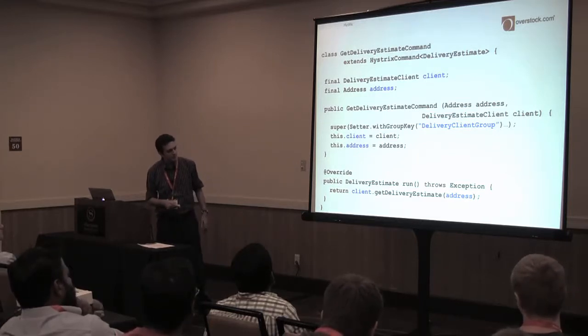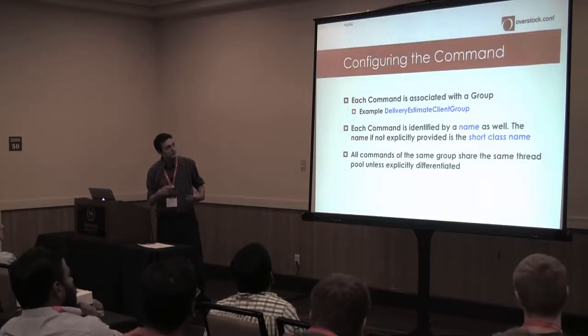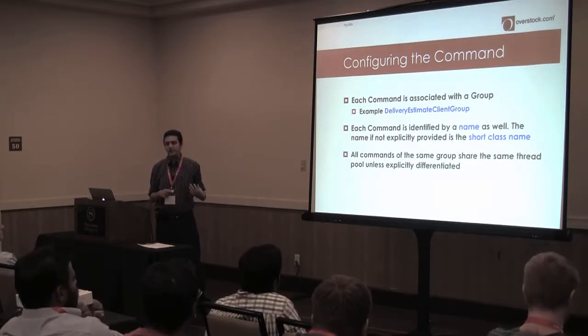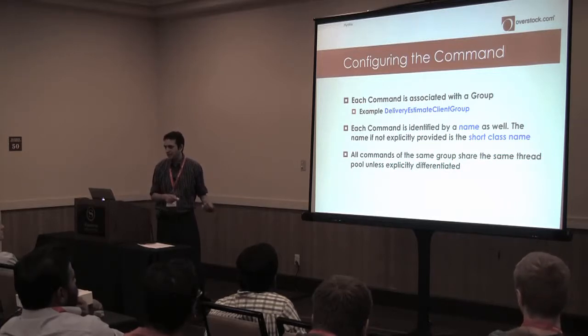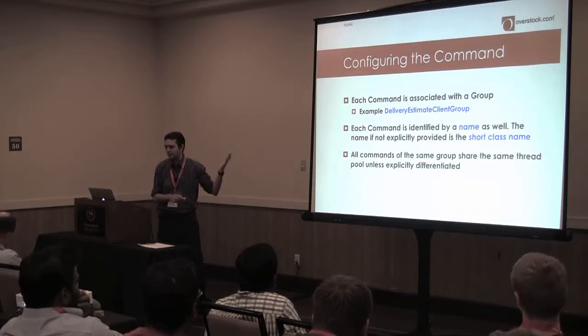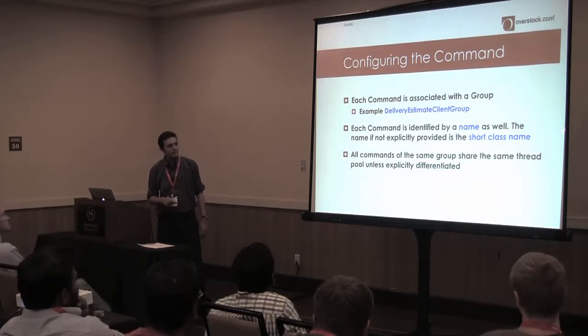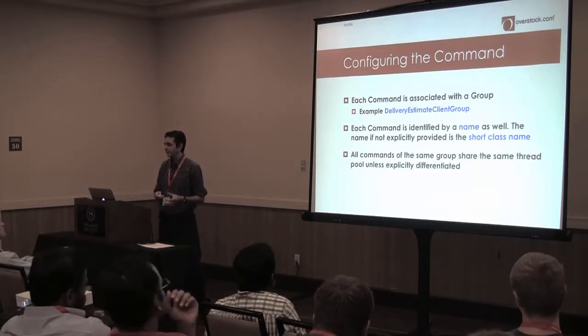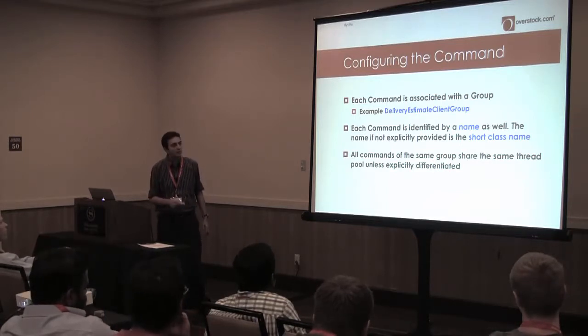So if you see down here, the client calls delivery estimate client. And so configuring the delivery estimate command, each command has a group that is associated with it. We also need to provide a name. If you don't provide a name, it just uses the short class name as the name of the command. Alternatively, we could have provided a name for the command saying delivery estimate command or whatever. All commands of the same group tend to share the same thread pool in the very end. So that's an important thing you guys need to know.